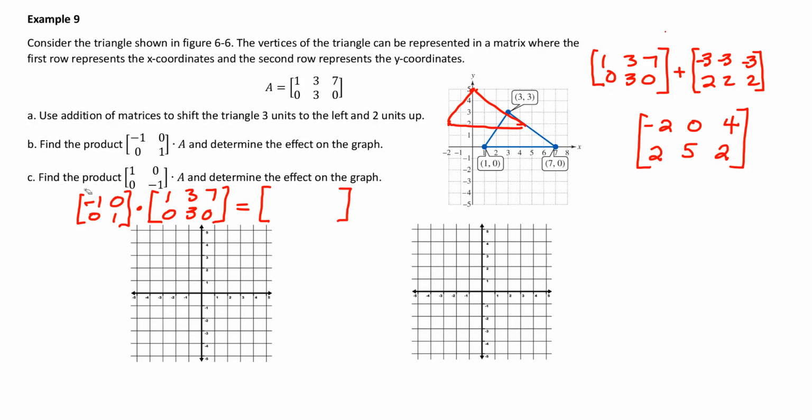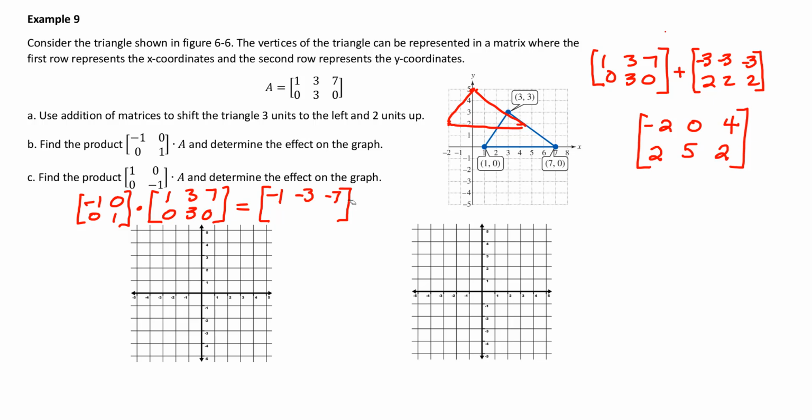If you start at the first row and go down the first column, you're going to have negative 1 times 1, which is negative 1, and then 0 times 0, which is just 0. So negative 1 plus 0 is negative 1. Then you go across the first row again and down the second column. Negative 1 times 3 is negative 3, plus 0 times 3 is 0. So negative 3 for your middle number. Now you go across the first row again and down the third column of the second matrix. Negative 1 times 7 is negative 7, plus 0 times 0, which is 0. So negative 7 right there.